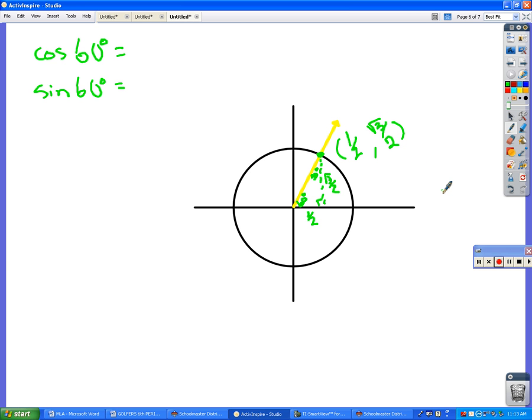Okay? Therefore, as Austin said, the cosine of 60 is 1/2, because that's the x-coordinate, and the sine of 60 is √3/2. So you're going to have to use your 30, 60, 90 or your 45, 45, 90 to figure out the coordinates of the point. And then once you know what the coordinates of the point are, you can figure out what the cosine and sine are.